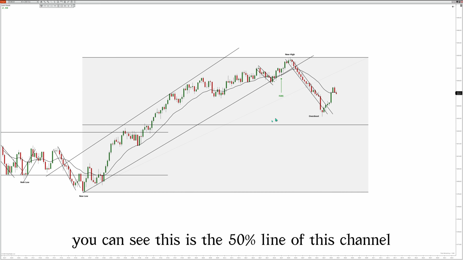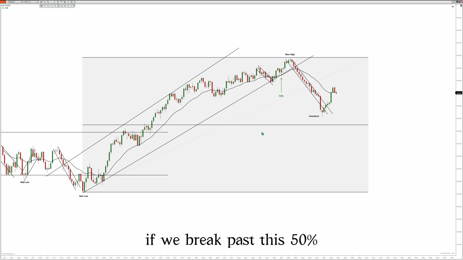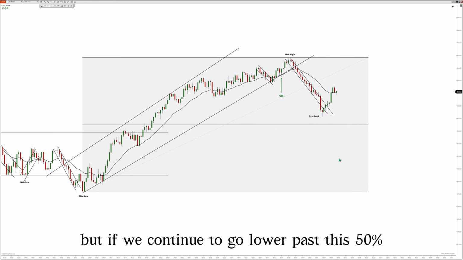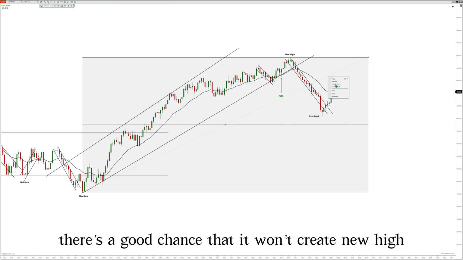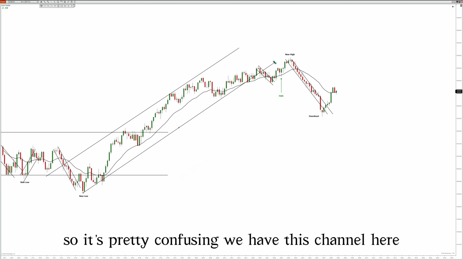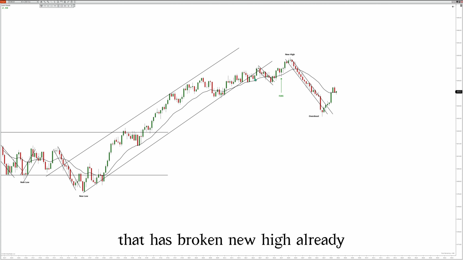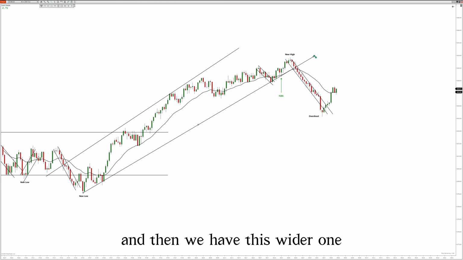You can see this is the 50% line of this channel. If we break past this 50%, we can either find support here, but if we continue to go lower past this 50%, there's a good chance that it won't create new high. So it's pretty confusing. We have this channel here that has broken a new high already, and then we have this wider one that still needs to create new high.